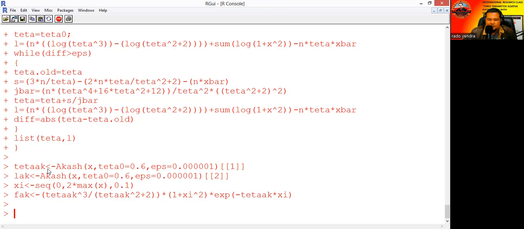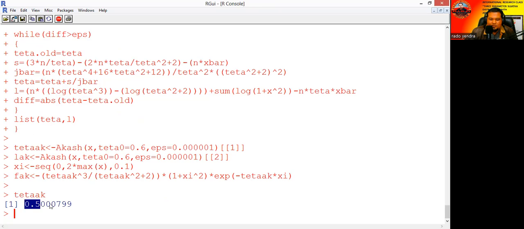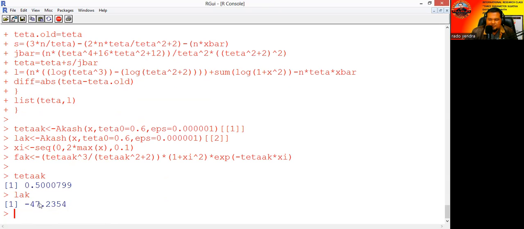Okay, for example, if you want to find the parameter of AKAS, you just take the theta AK. You can copy here and then paste here. Paste, and you can find this is the theta parameter, 0.5. Okay, if you want to know about the log likelihood of AKAS, you can copy the LAK, put it here and enter, and you can find minus 47. This is the log likelihood for the AKAS.